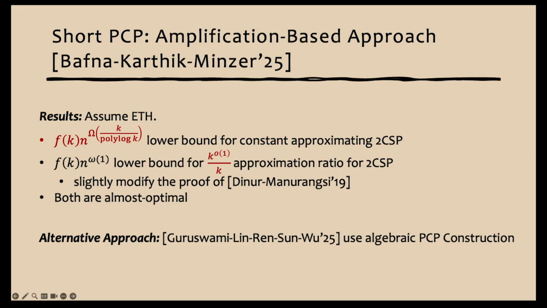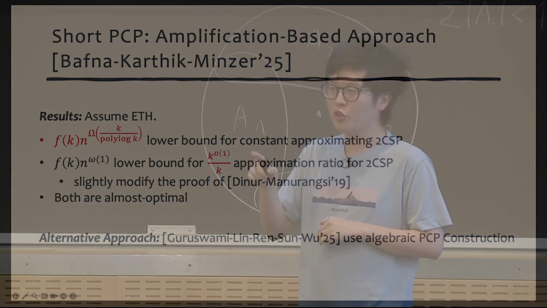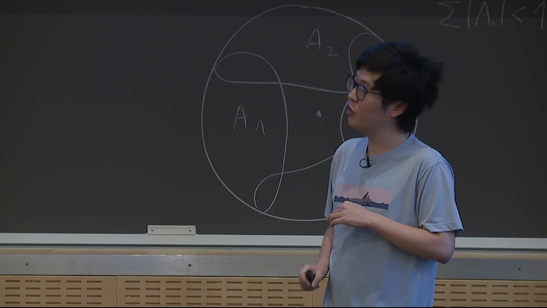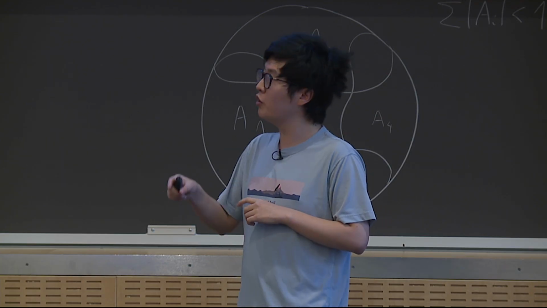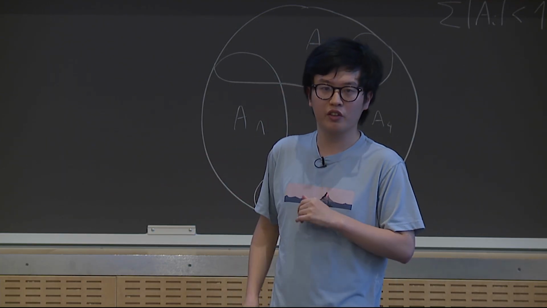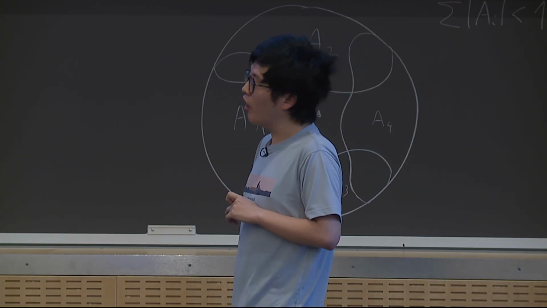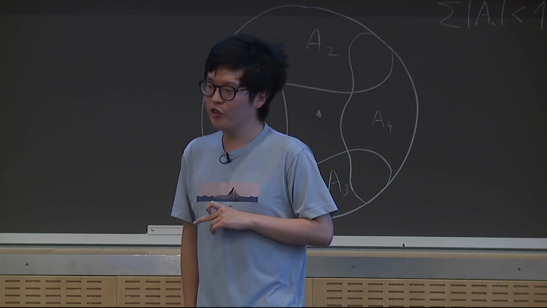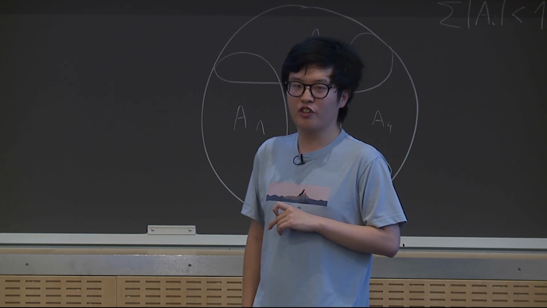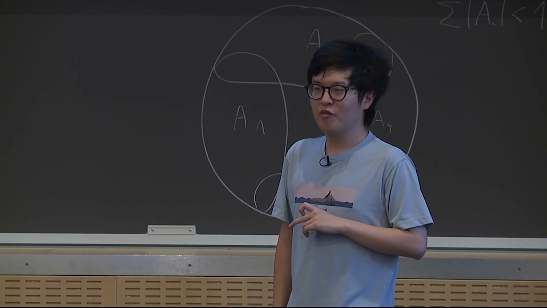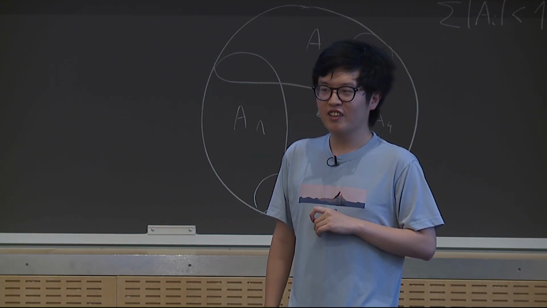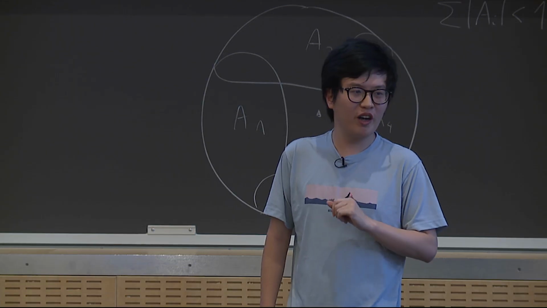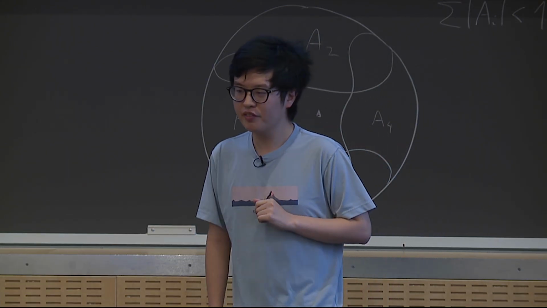This is almost optimal because we can easily approximate the parameterized two-CSPs with ratio 2 over k, and the ratio here is k to the little 1 over k, which is almost optimal. And I also want to say that we have an alternative approach based on algebraic constructions of PCP, but this is more involved and it gets a slightly worse lower bound, so I will not introduce it here.